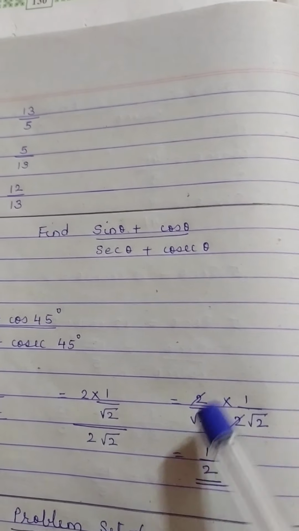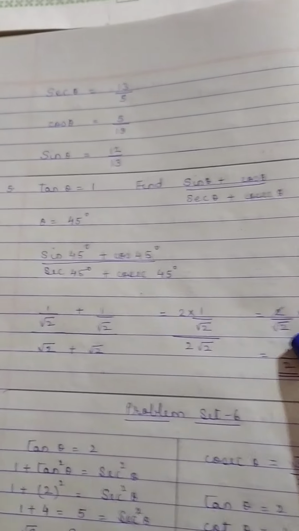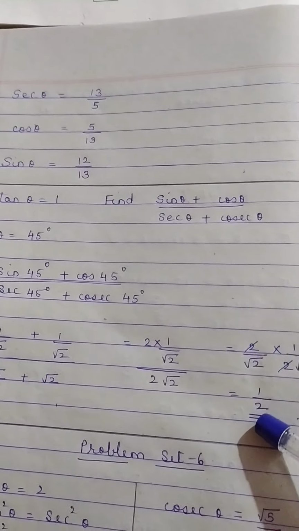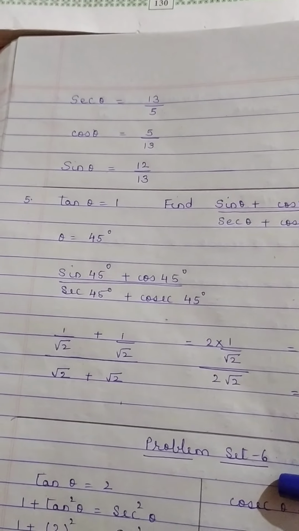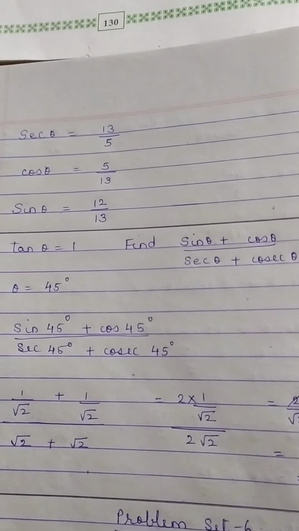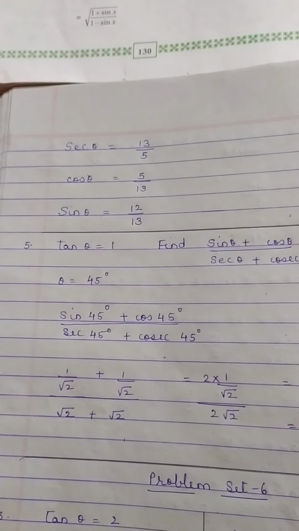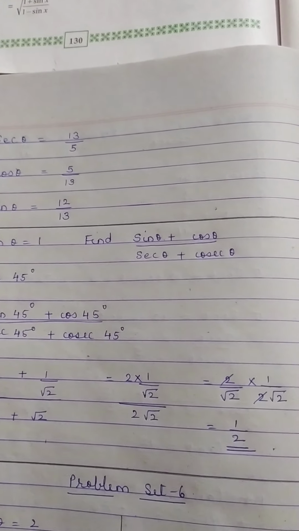2 and 2 get cancelled. Root 2 into root 2 is 2. So my answer is half. Okay, so the value of this particular question that they've given is half. Okay, so we have done question numbers 1 to 5 of exercise 6.1. Question number 6 onwards is a different topic, that is prove that. Okay, so this we will be doing in the next session that I'll be having.